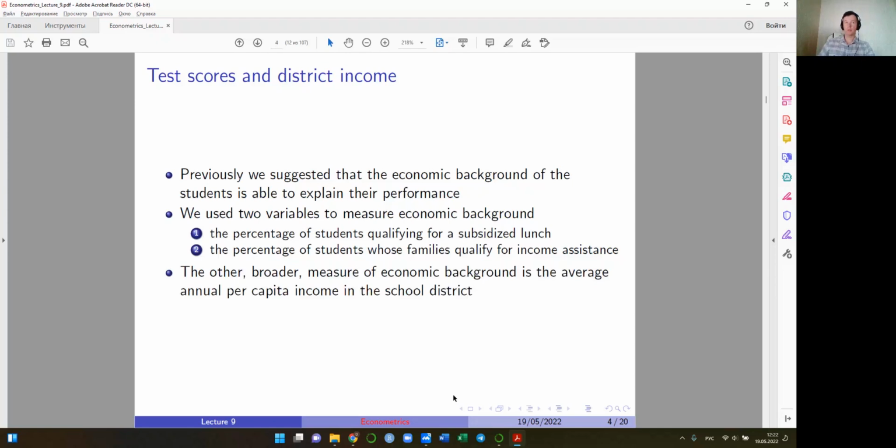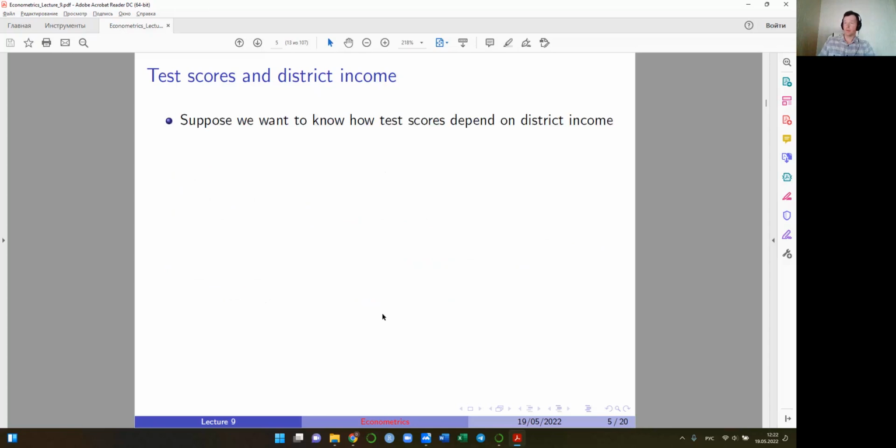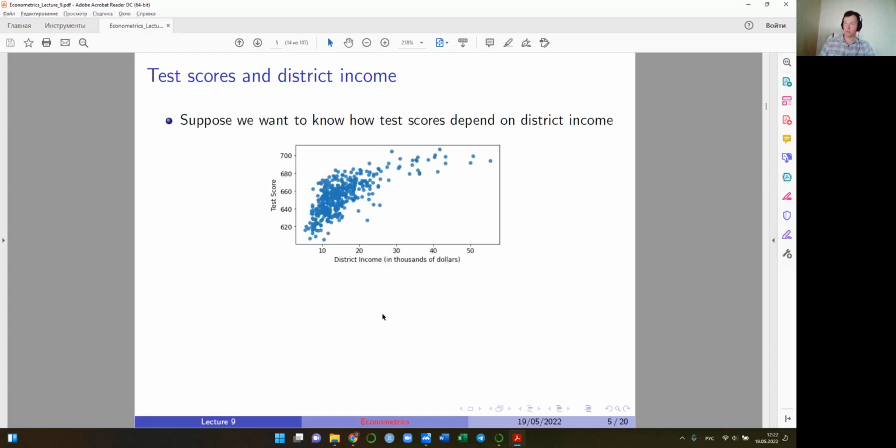Today, we will use another variable which is going to represent the economic background of students in the district. This is the average annual per capita income in the school district. So, like the average income of families, if you want. And suppose that we want to know how test scores depend on this district income. Here is a scatter plot. What do we see? Whether this effect is linear.